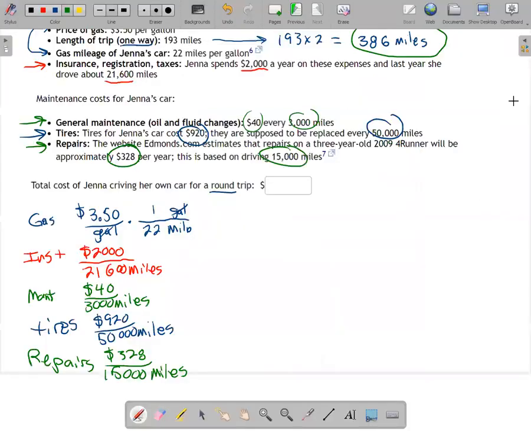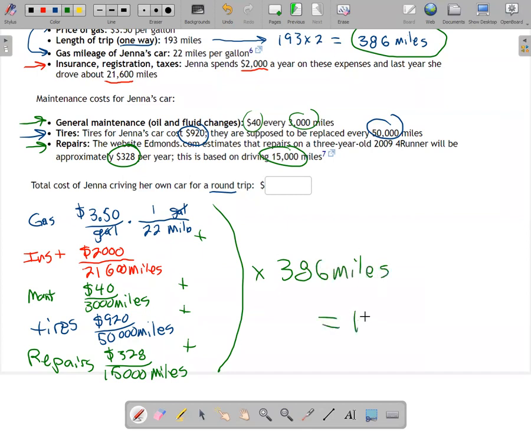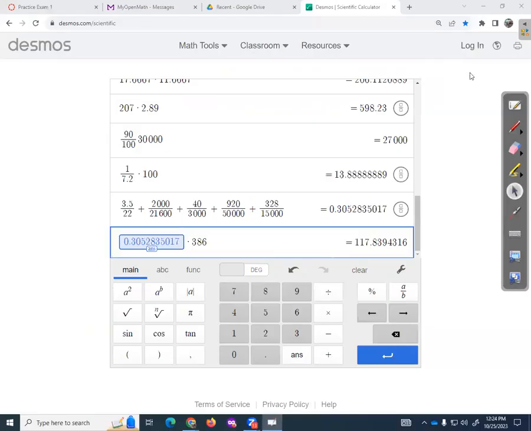Yeah, so what we decided to do on this one is we decided to add up each of these fractions. And then after we added those up, we multiplied that by the 386. And that gives us about $117 and was it 84 cents? Is that right? 84 cents.